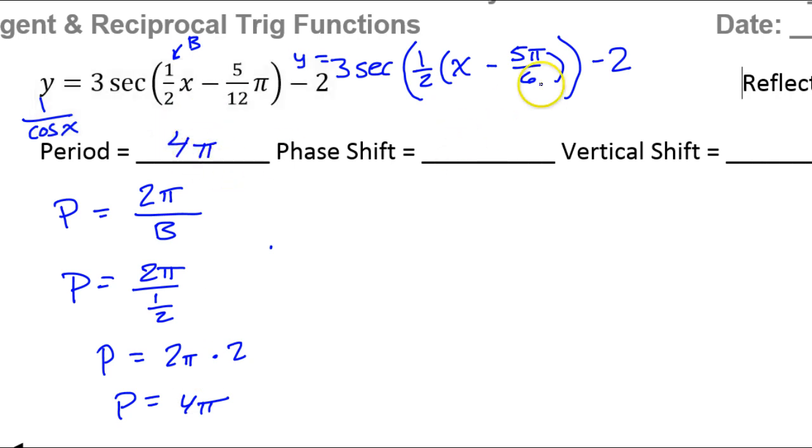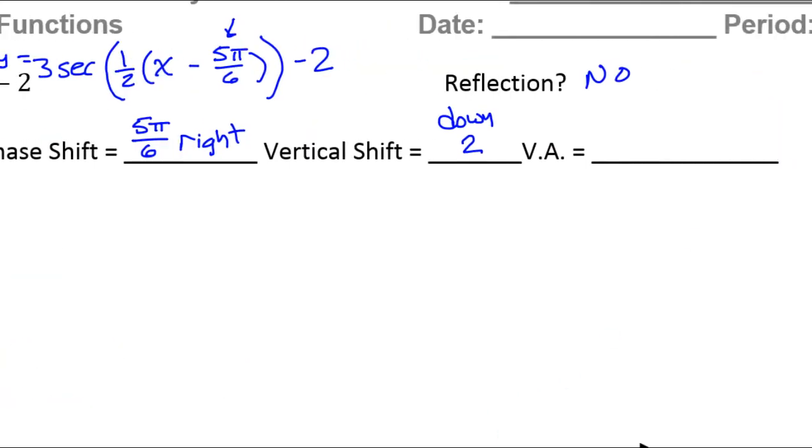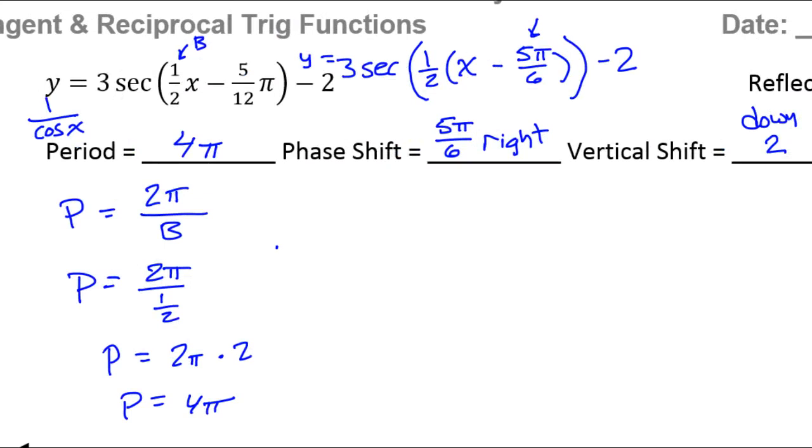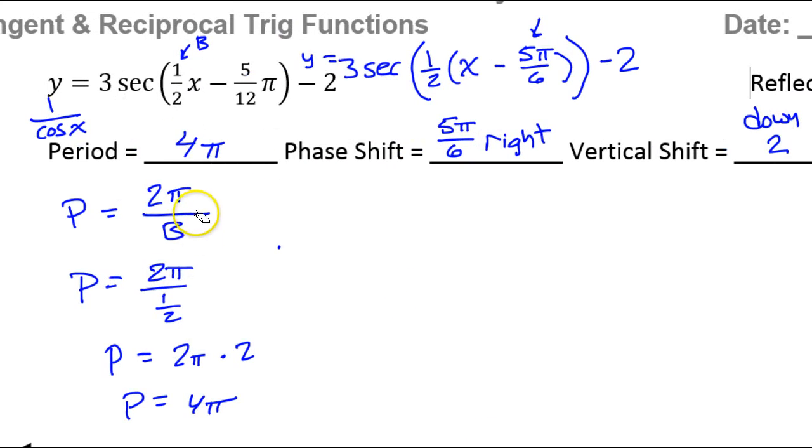Phase shift. This is the phase shift right here, except for the negative sign. The phase shift will be positive 5 pi over 6, and let's say that it is to the right. There is a vertical shift. It is -2, or down 2. We will talk about the vertical asymptotes after we have done the graph.